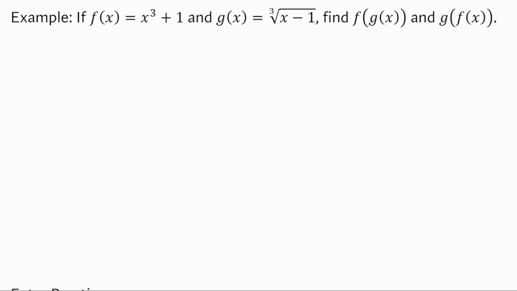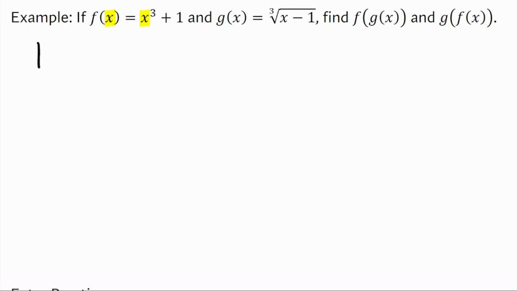Right, now, oh yeah, I remember this one. I like where this one's headed. So f of x is x to the 3 plus 1, and g of x is the cube root of x minus 1. Find f of g of x and g of f of x. Well, I'll do f of g of x. So remember, f of x is equal to x cubed, and then add 1.